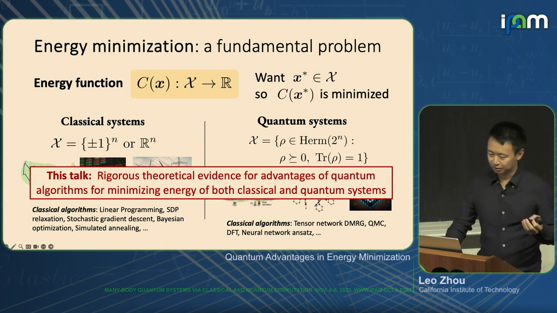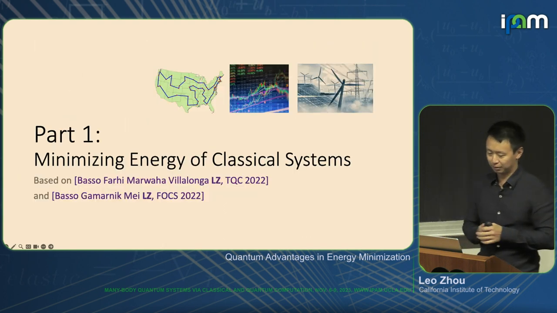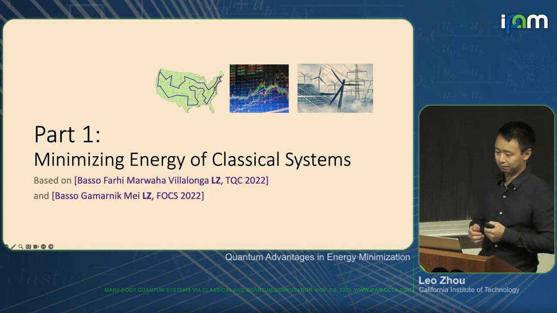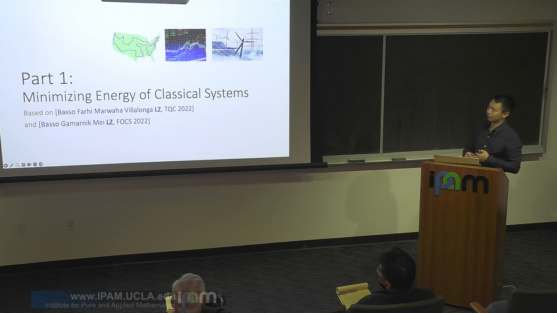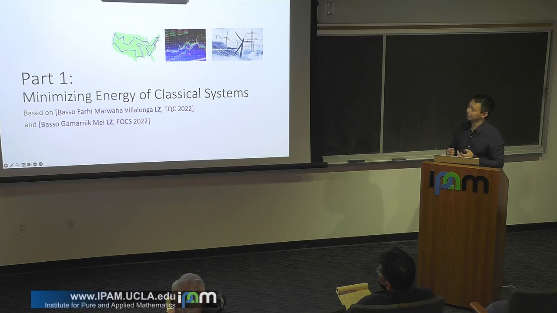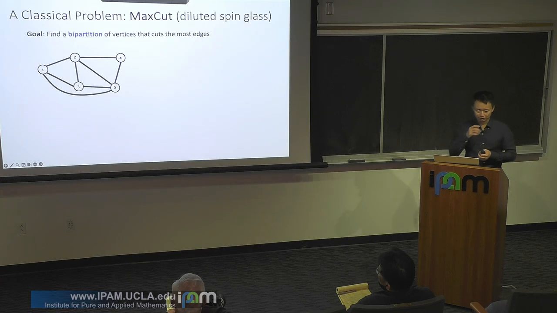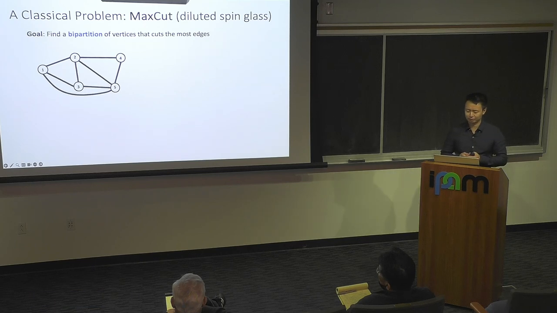Okay, so this talk will have two parts. The first part is going to be about minimizing the energy of classical systems. And this is based on work done with colleagues at MIT, Google, Berkeley, and Chicago. So we're going to start with an example classical problem, the problem of max cut, which was alluded to in Ojas's talk on Monday.